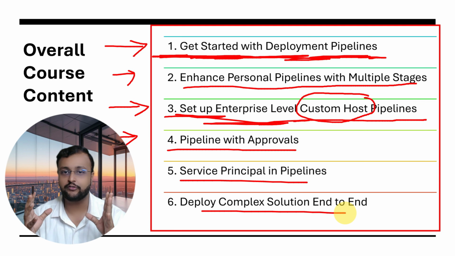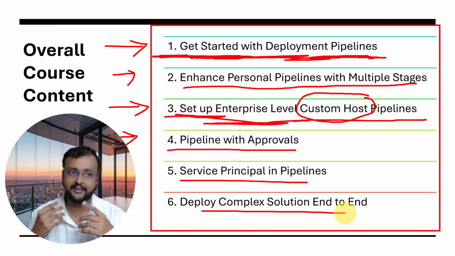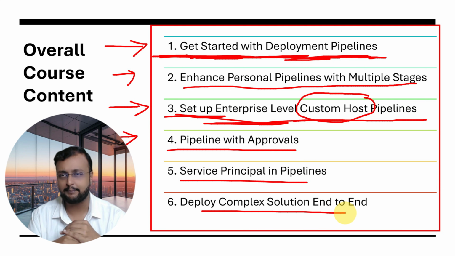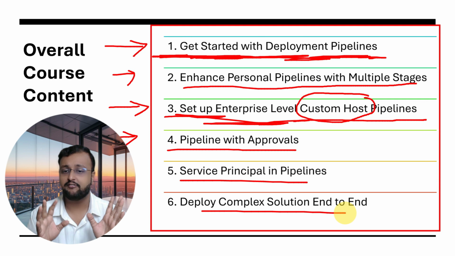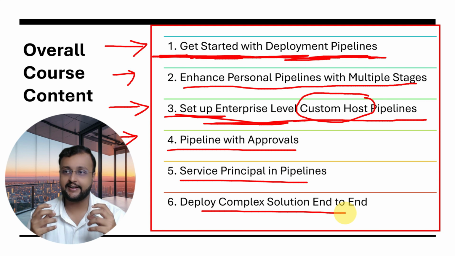We will go with one complex scenario where we have everything in one environment, like your Canvas application, your model driven application, your connection references, and your Power Automate flows. Once we deploy it, what are the things we need to keep in mind? We'll also talk about that. Right now, I have these 6 episodes in mind that cover the entire deployment pipeline series.